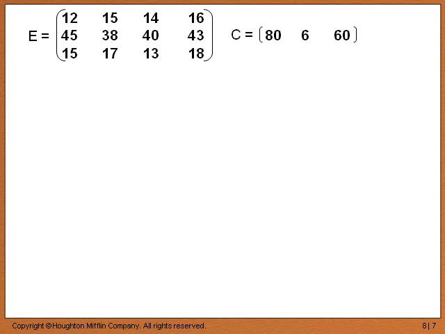Does EC work? Well, treating E as the left-hand matrix and C as the right-hand, if I look at the number of columns of E, that's 4. The number of rows of C is 1. That doesn't work. So it's not EC. But CE does work because treating C as the left-hand matrix and E as the right-hand matrix, the number of columns of C is 3, the number of rows of E is 3, 3 equals 3, therefore CE is possible.